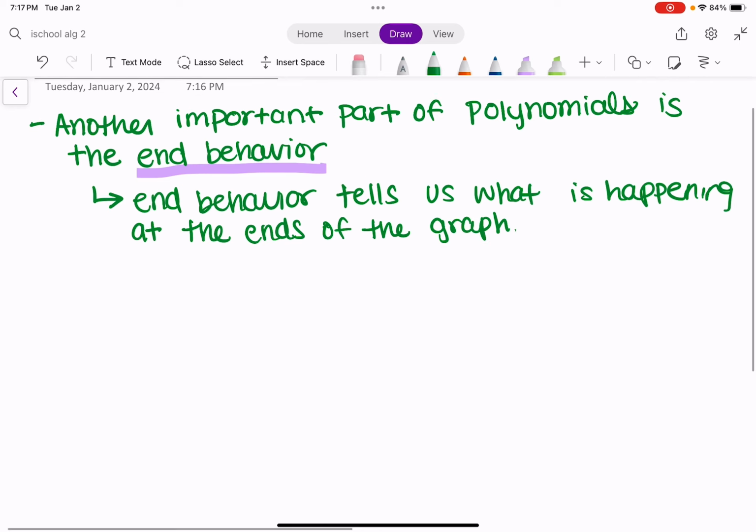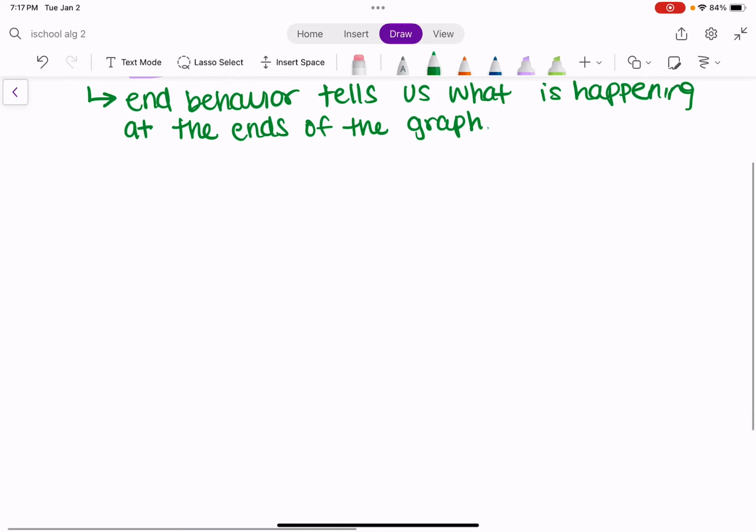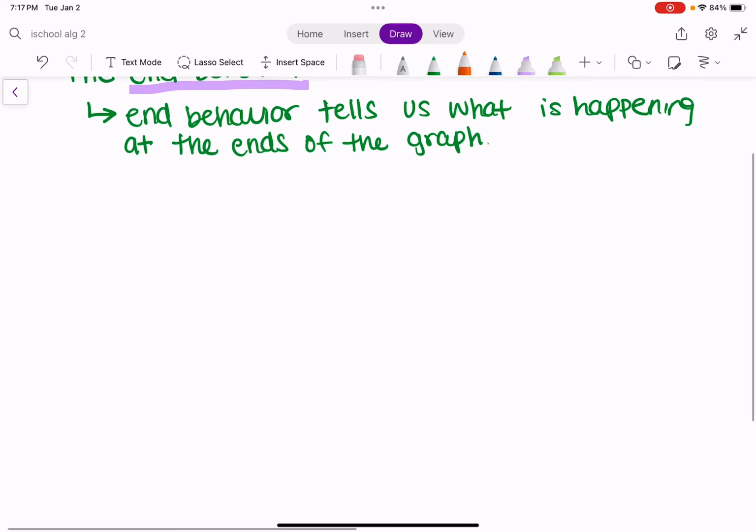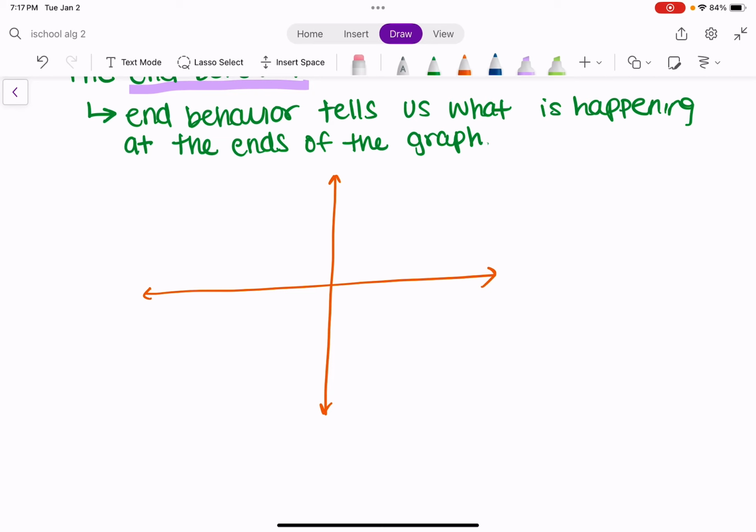So when you actually have a drawn out graph, finding the end behavior is pretty simple. Let's say, for example, draw this in your notebook. We have a coordinate plane, and let's say we have a function that looks like this. You should know by now that this is a third degree function. In normal words, on the left side it's going down, and on the right side it's going up. So the end behavior in a way is down up.